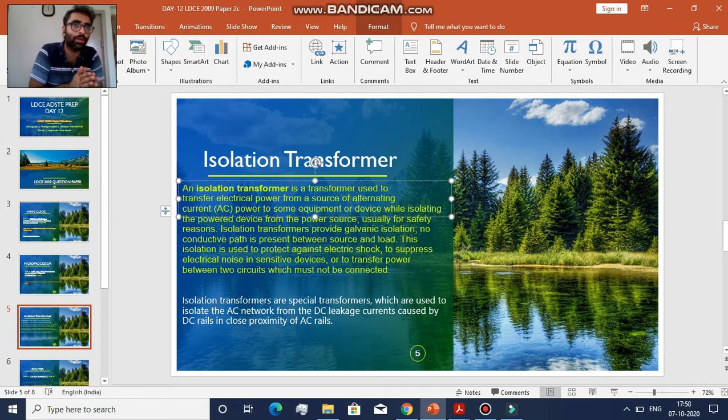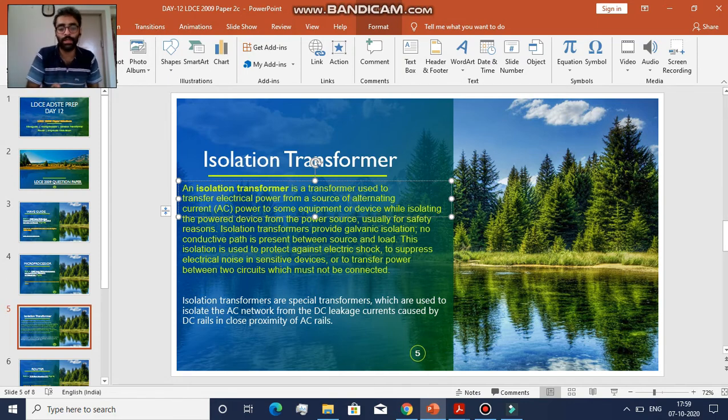The first situation can be to protect against electrical shock. For the device which is at the load, you don't want someone working on that device to get an electrical shock. That is why you isolate the alternating power source from the device that is going to be powered by this source. So this can be the first situation in which you want to use this isolation transformer.